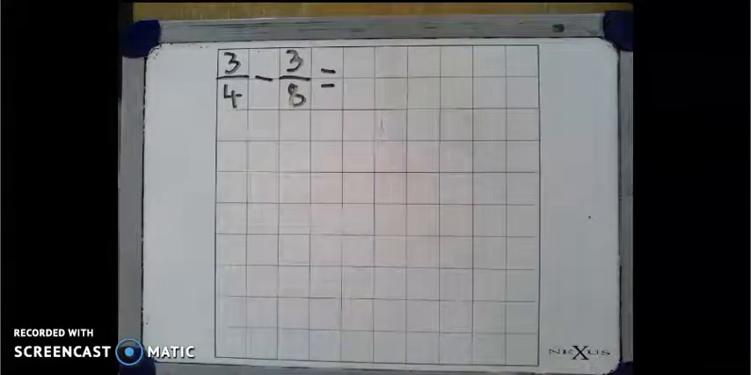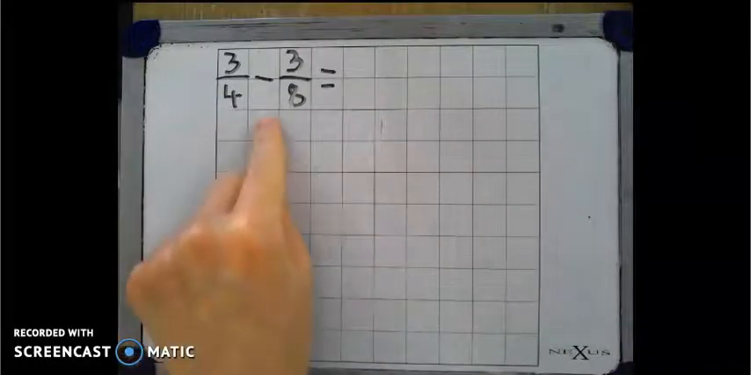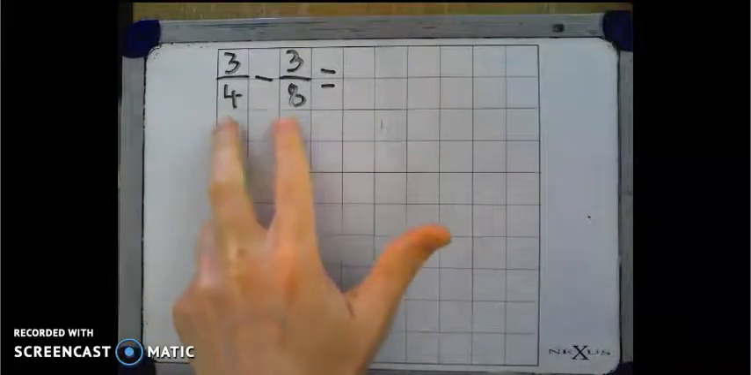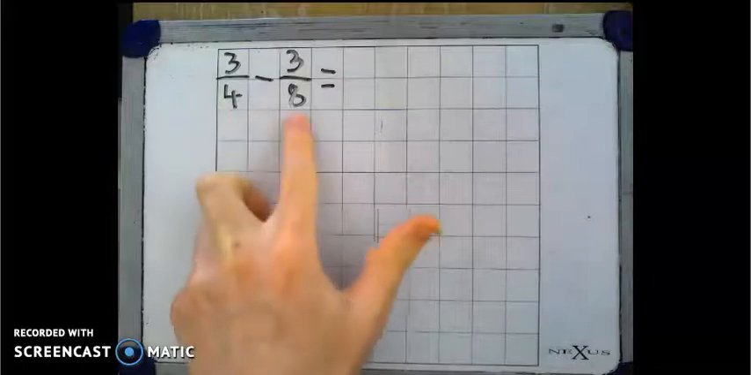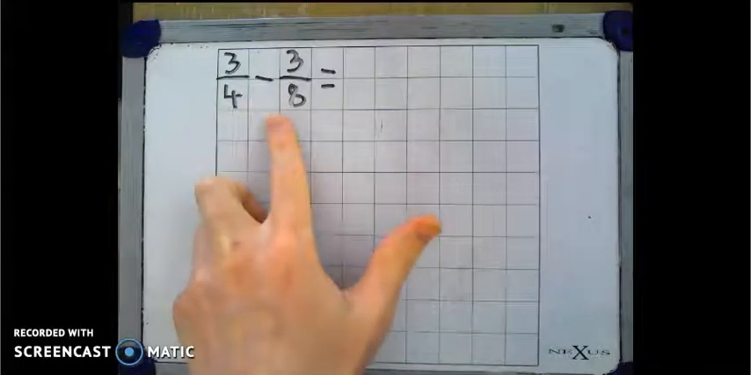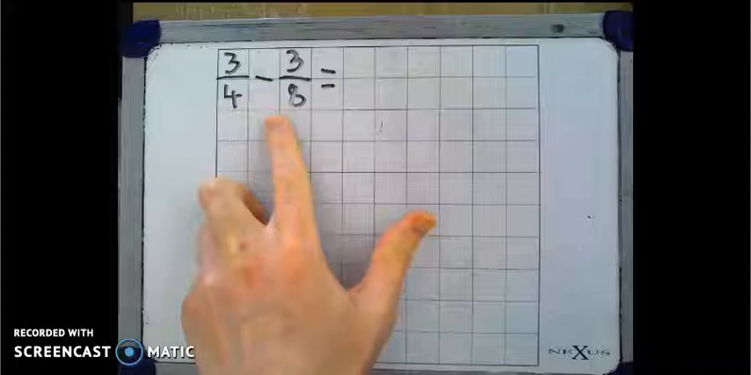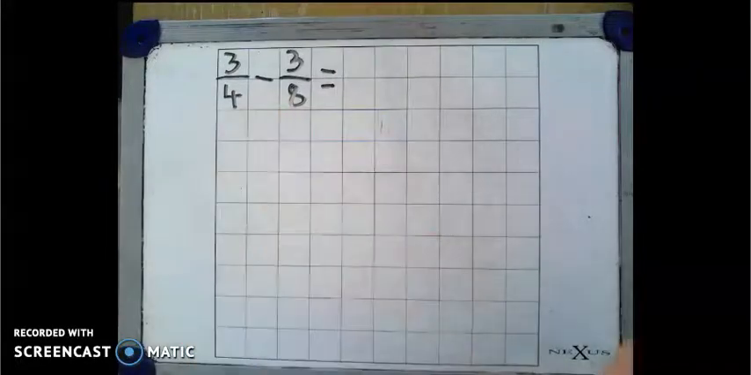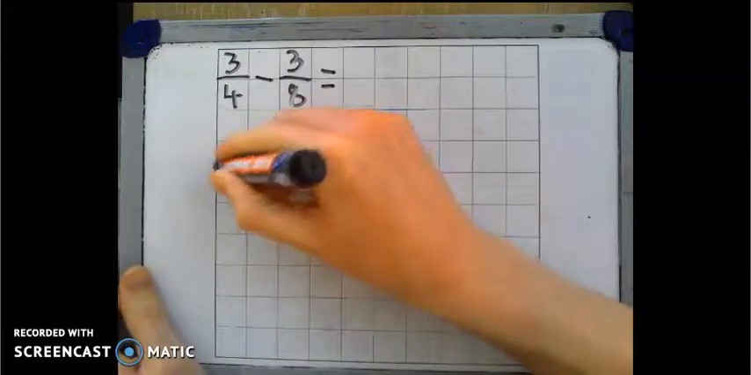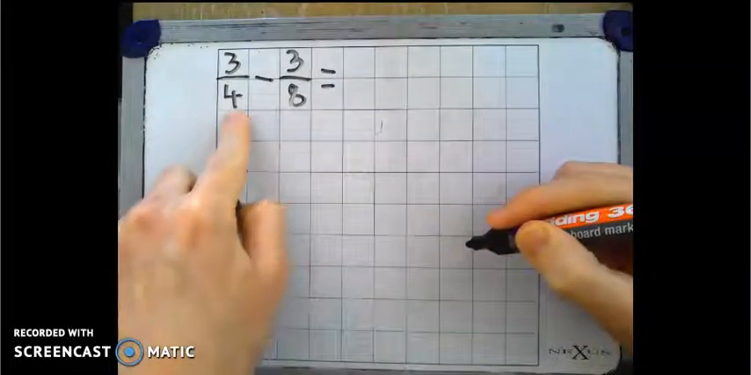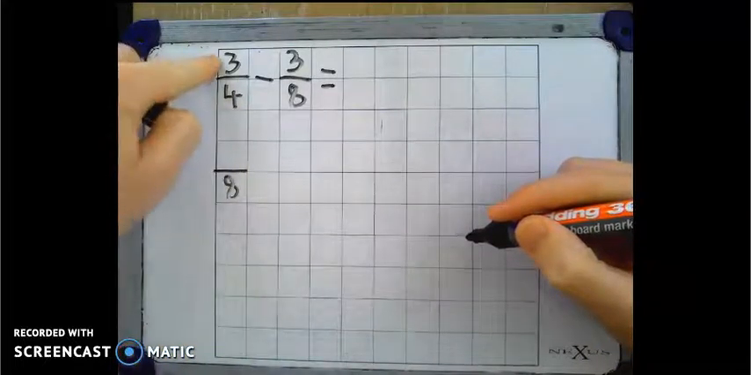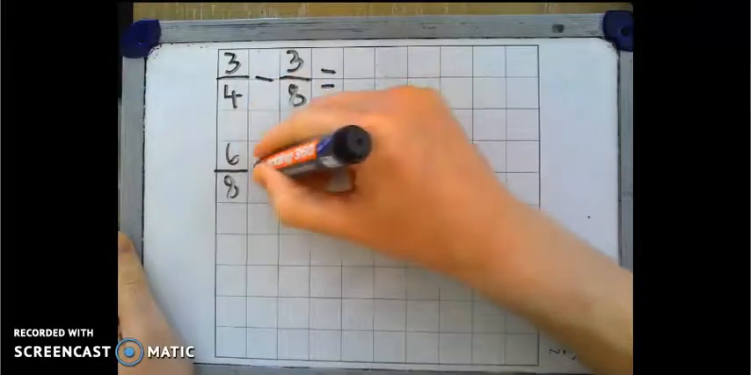Here's another example for us to try. We have 3/4 subtract 3/8. Let's do step 1. We must find a common denominator. We can multiply them together to find a common denominator, but we can also maybe multiply just one of them to make it the same as the other. 4 multiplied by 2 is 8. If we've multiplied 4 by 2 to make 8, we must also multiply 3 by 2, which makes 6.